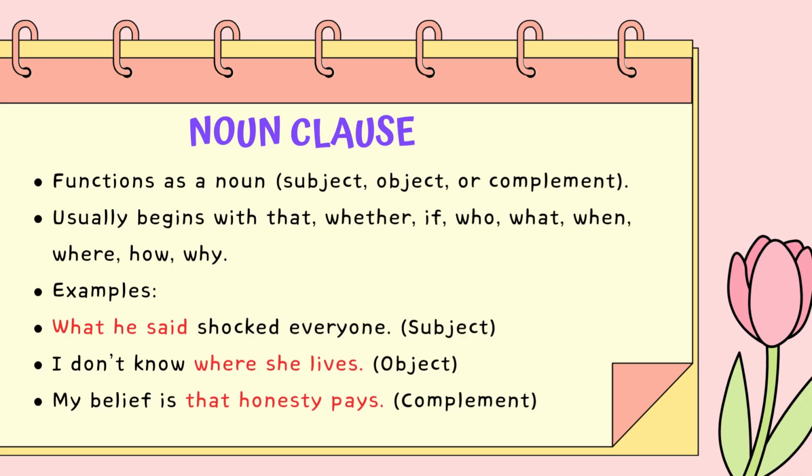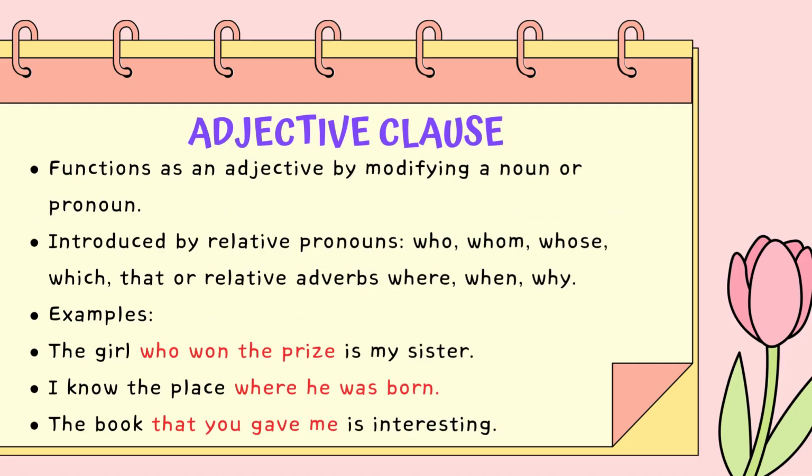So let's move over to the next type of clause, which is the adjective clause. An adjective clause functions as an adjective, and when it functions as an adjective, it does that by modifying a noun or a pronoun, just like an adjective modifies a noun or pronoun. That's the same thing an adjective clause does. It modifies a noun or a pronoun, and it usually begins with words such as who, whom, whose, which, that, or relative adverbs such as where, when, why.